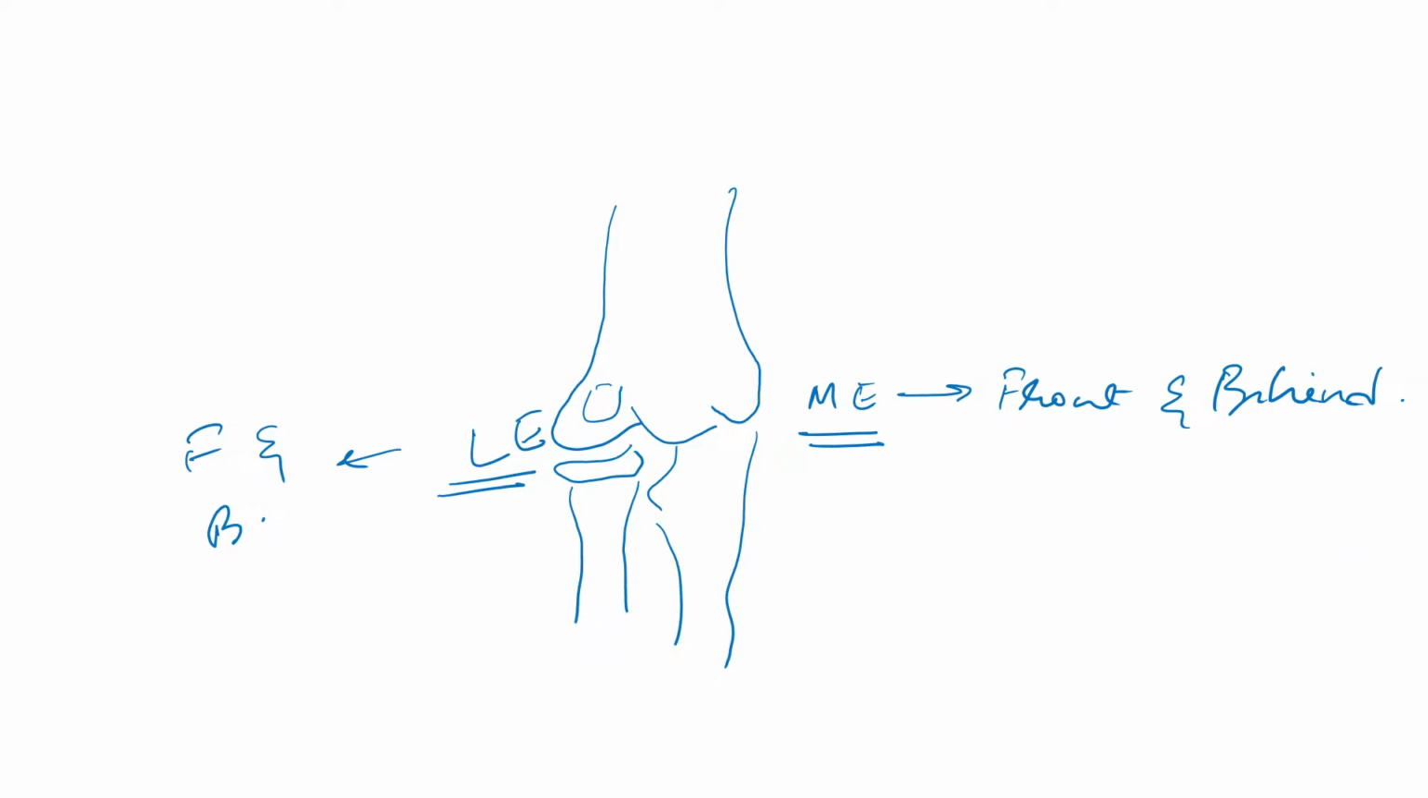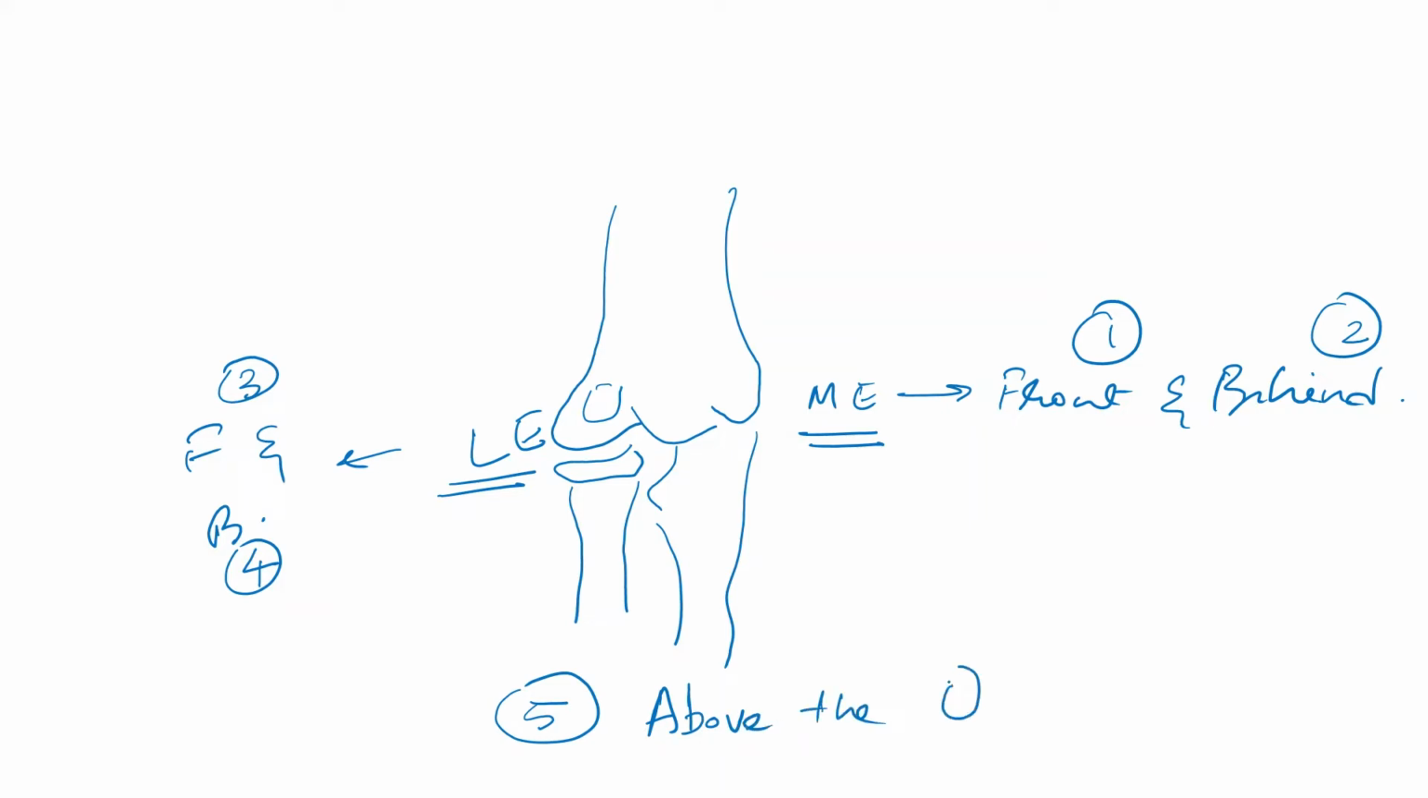So the first anastomosis is in front of the medial epicondyle, the second behind the medial epicondyle, the third in front of the lateral epicondyle, and the fourth behind the lateral epicondyle. There is a fifth anastomosing point, which occurs above the olecranon process of the ulna, behind. So these are the 5 sites where the anastomosis takes place. Next we will look at the arteries taking part in the anastomosis.